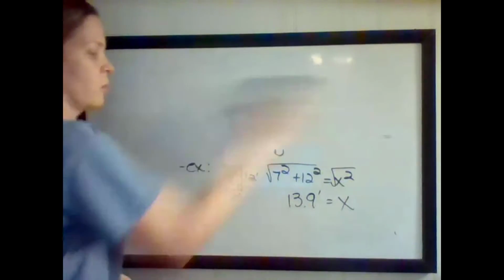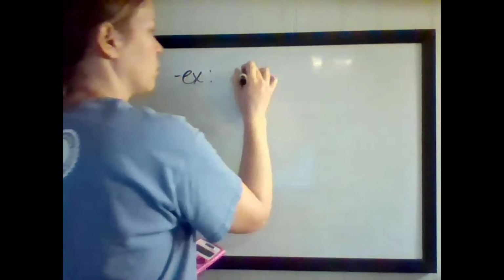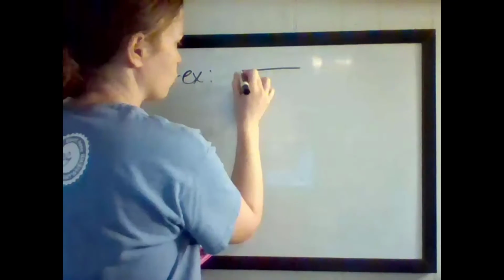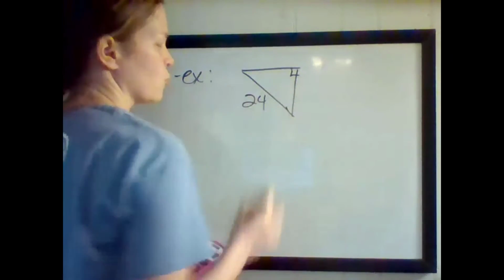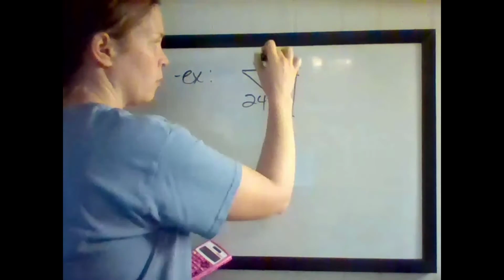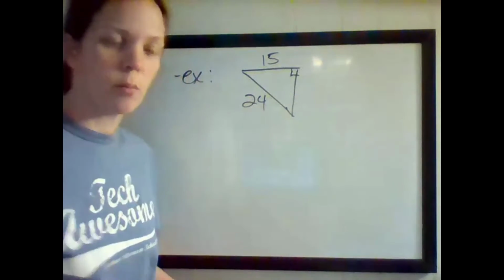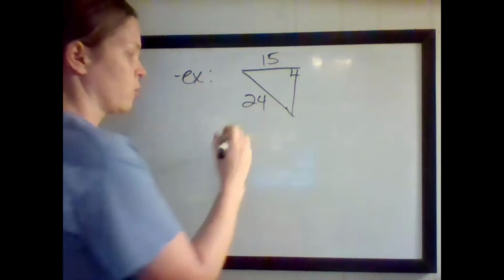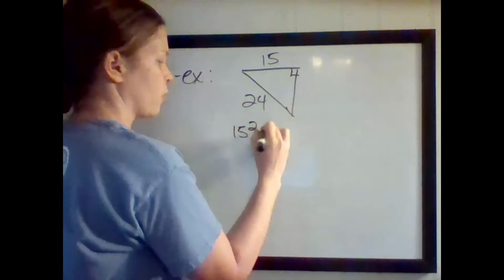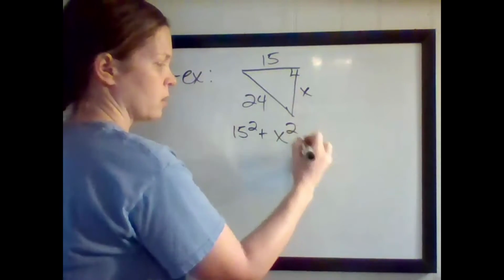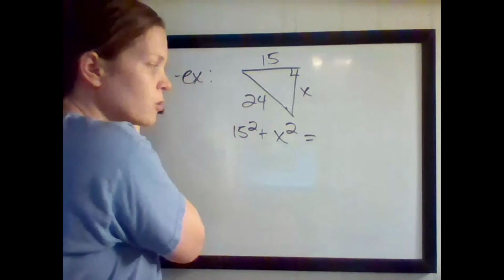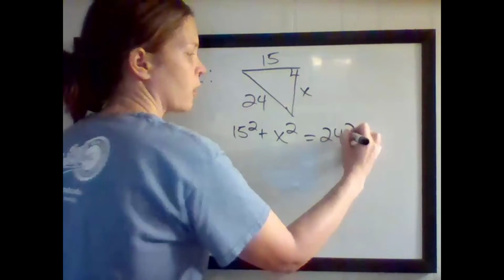Okay, let's do one more. My hypotenuse is 24, and one of my sides, or sometimes it's called a leg, is 15. So now I've got 15 squared plus the other side. One of the sides is what I don't know. So 15 squared plus x squared equals 24 squared.